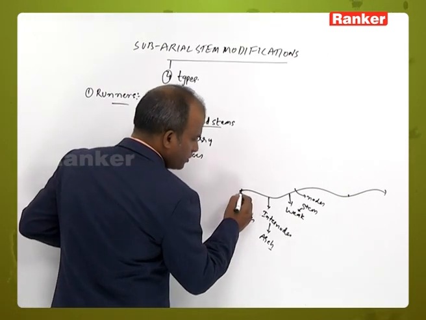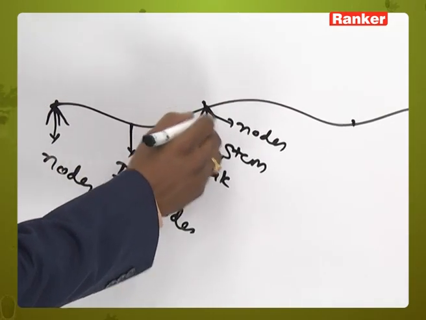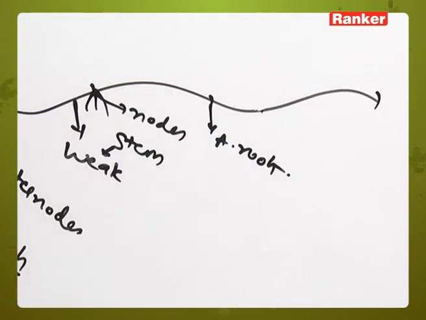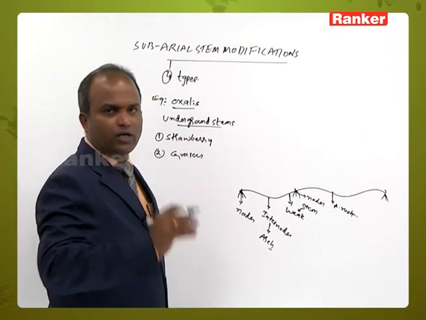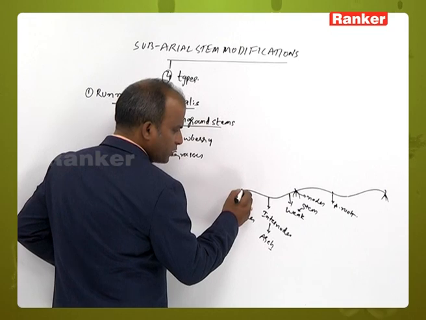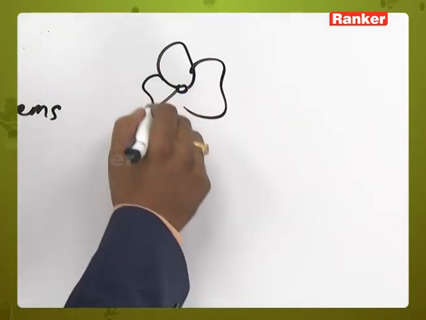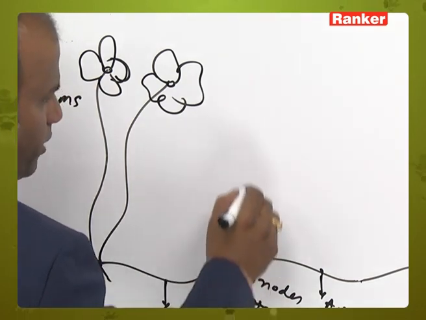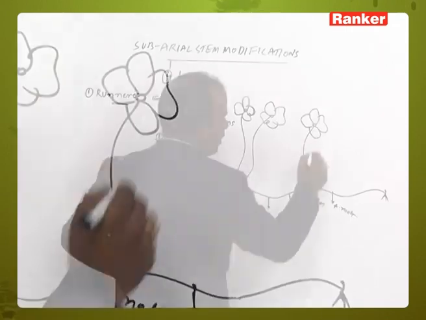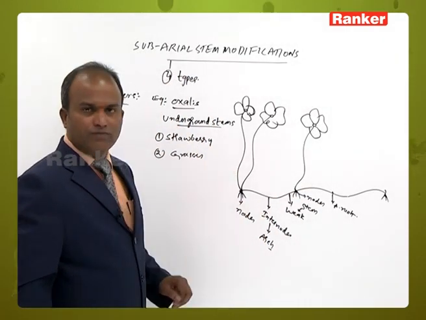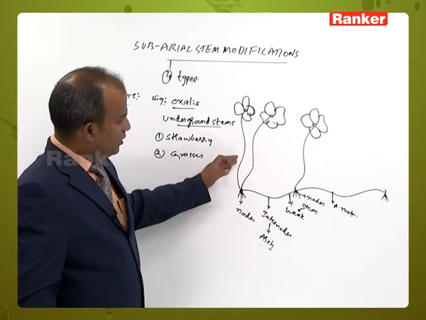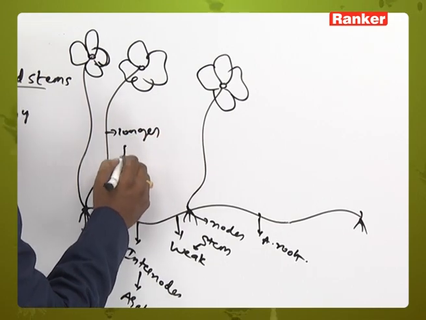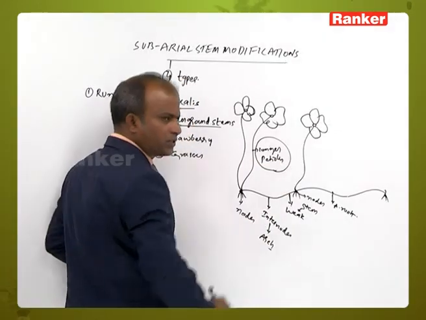And from the base of the nodes, adventitious roots are developing. From the above portion of the node, leaves are produced. In this same type of arrangement, leaves develop from the upper node of the stem, and from the basal node of the stem it shows adventitious roots. The leaf shows longer petioles.